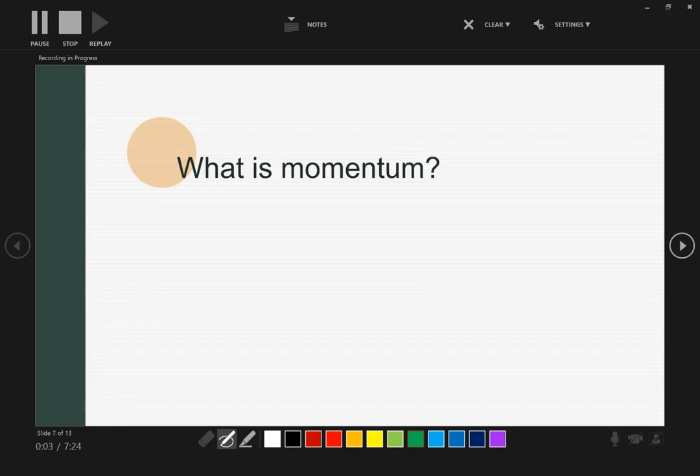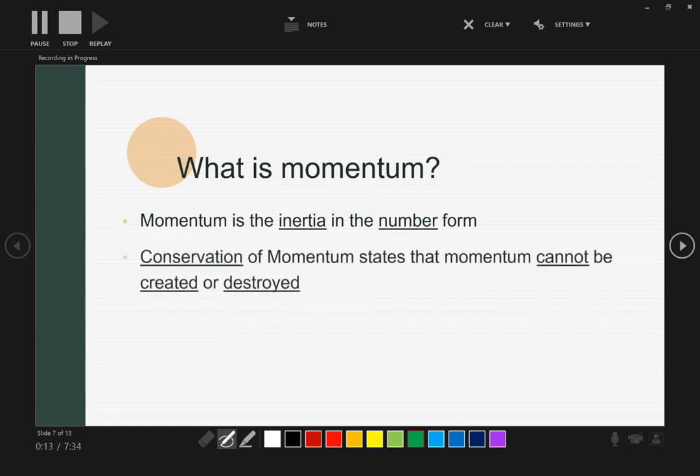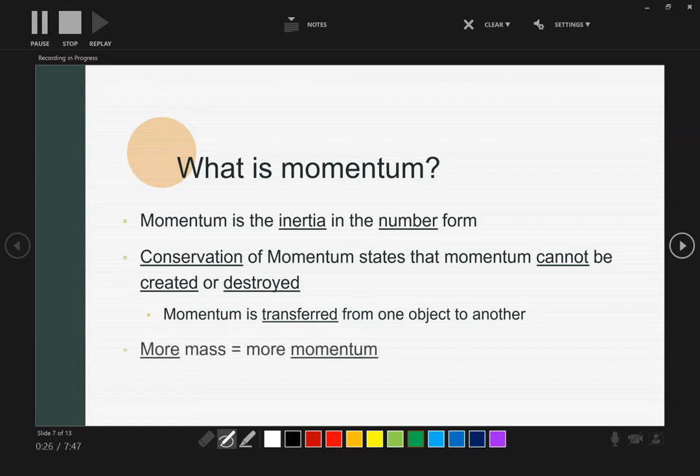Let's take a closer look at what is momentum. Momentum is the inertia in number form, and this is because we can calculate it. So the conservation of momentum states that momentum cannot be created or destroyed. Instead, momentum is transferred from one object to another. So here we're going to remember that more mass equals more momentum, and more speed equals more momentum.